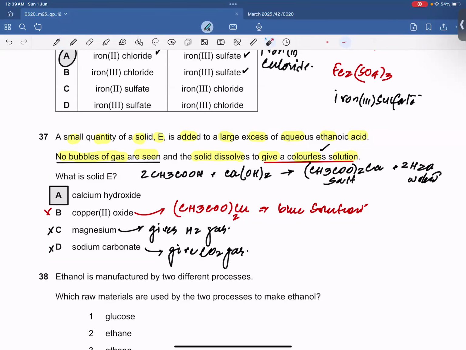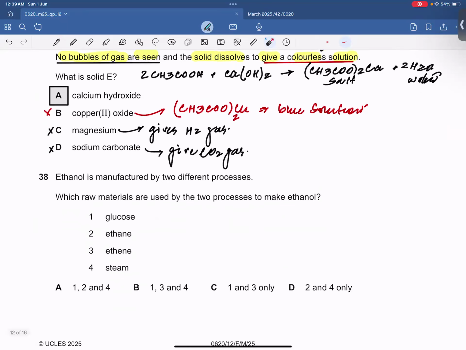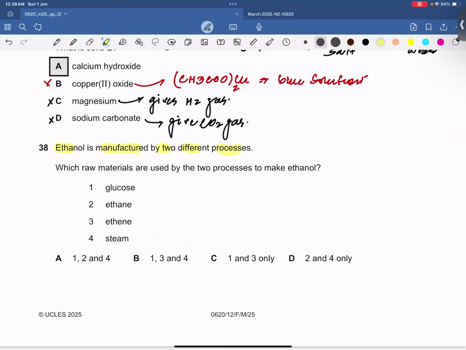Okay. My goodness, 38. Ethanol is manufactured by 2 different processes. First is fermentation of glucose, and the second is hydration of ethene. Which raw materials are used by the 2 processes to make ethanol? In the fermentation, I need glucose. In the hydration of ethene, I need ethene and steam. So 1, 3, and 4. Right answer is going to be B. That's a very straightforward question, guys. If you remember such stuff, you don't need any sort of working here.